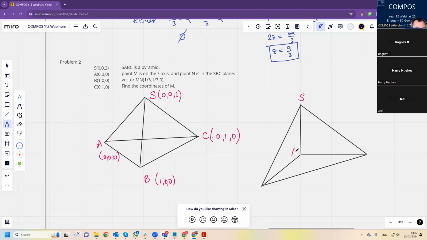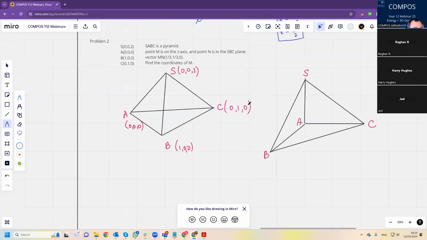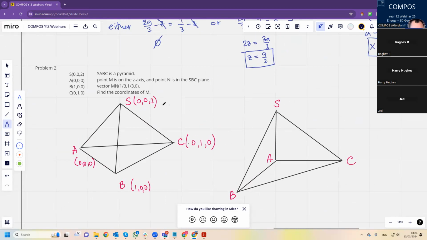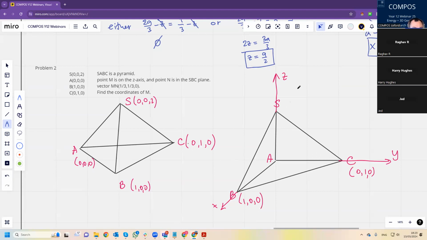This is S, this is A, this is B, this is C. Point M is on the z-axis. But S is on the z-axis, right? Because this is the z-axis. B is on the x-axis. And C is on the y-axis, because C is 0, 1, 0. And B is 1, 0, 0. And S is 0, 0, 2.